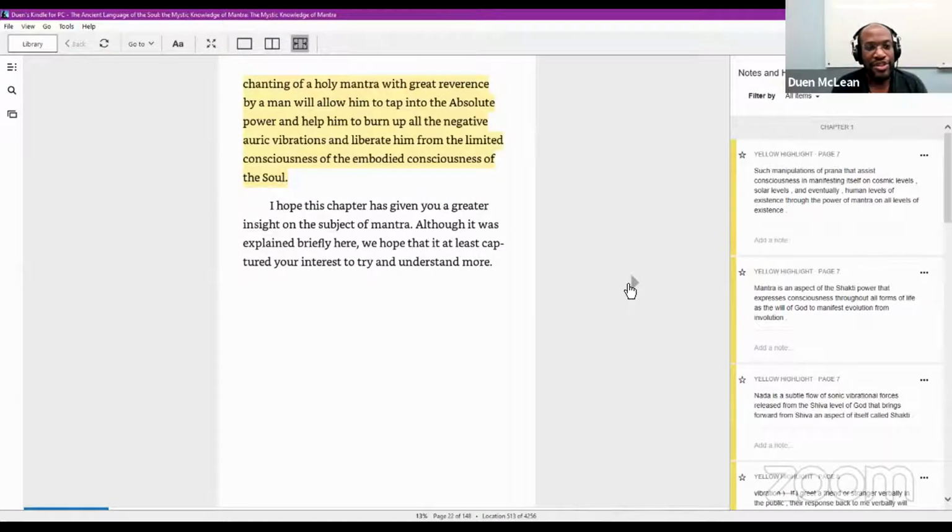The proper chanting of a holy mantra with great reverence by a man will allow him to tap into the absolute power and help him to burn up all the negative auric vibrations and liberate himself from the limited consciousness of the embodied consciousness of the soul.